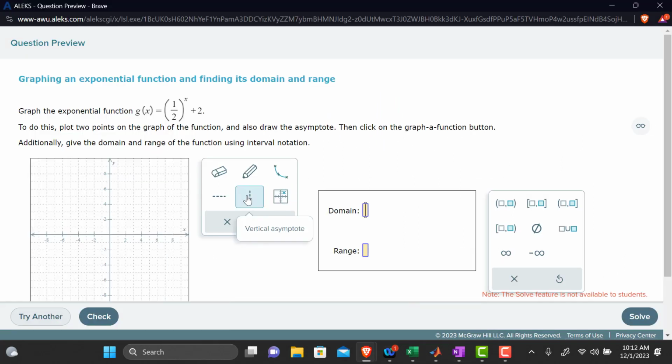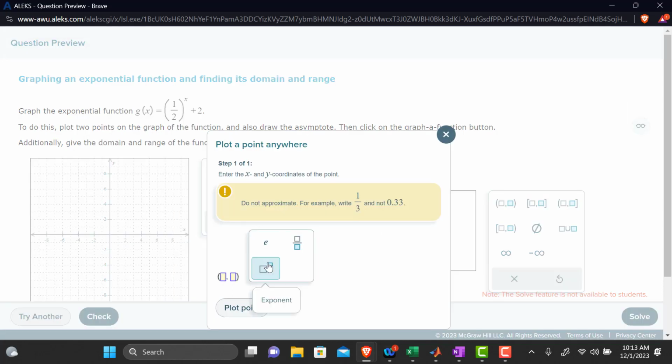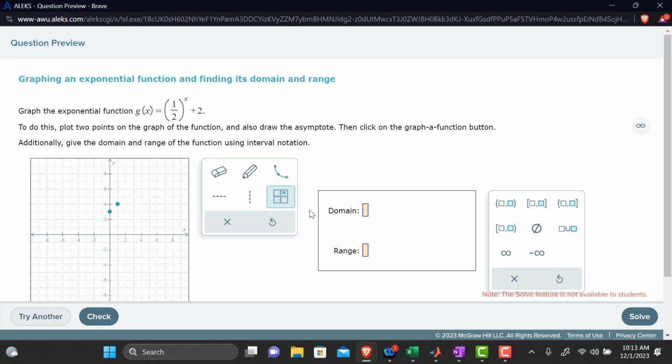So let's plot some points here. 0, 3. Let's do 1, 4. And we're done with our points. And we'll do a horizontal asymptote at 2. And now if we click this, it comes up with our function. Awesome. Now you'll notice for the range, or let's do domain first.